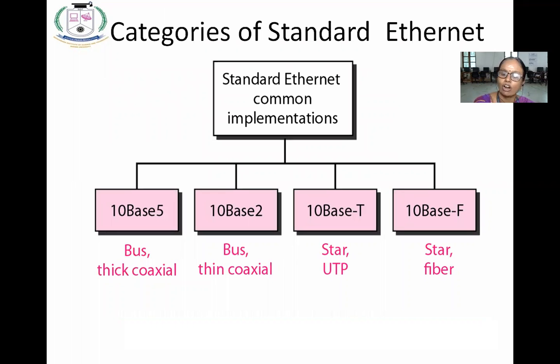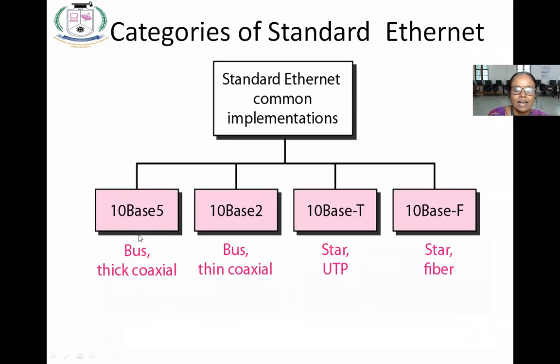Then the category of standard. As we have seen, it depends on the speed. This particular standard Ethernet categories depends on the cable: thick coaxial 10Base5, 10Base2, 10BaseT, 10BaseF. These are thick coaxial cable, thin coaxial cable, unshielded twisted pair cable, and fiber optics cable. This depends on the material used in the Ethernet. Nowadays everything is transferred to fiber optics. In all areas we have moved the entire wired LAN to fiber optics.